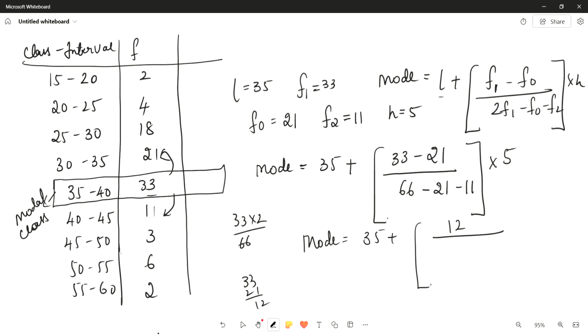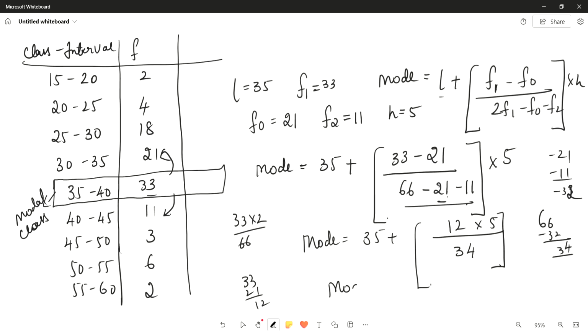By here, how much will you get? Plus only you should get. 33 here, these two if you add: minus 21 and minus 11, two negative numbers if you add, you will get minus 32. Okay. So 66 minus 32, you will get 34. So the total answer will be 34 in the denominator, and 12 into 5 in the numerator.